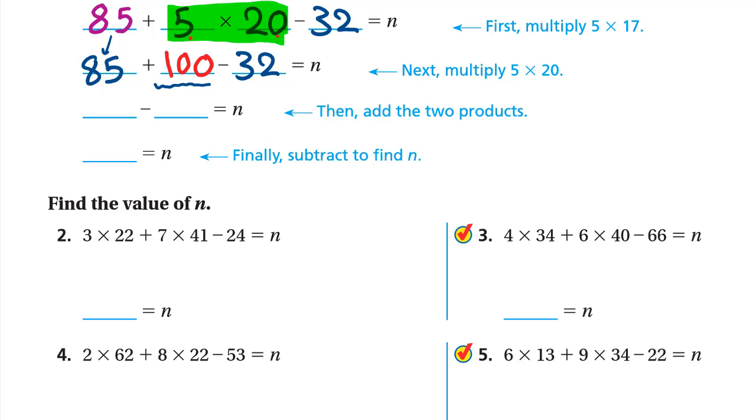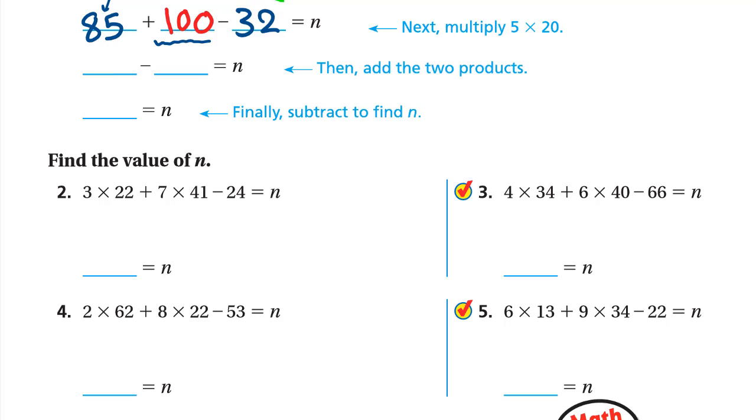Now we have plus and minus only, so now we can do it from left to right. So 85 plus 100 is 185, minus the 32. Now 5 minus 2 is 3. 8 minus 3 is 5. And 1 minus nothing is 1. So the answer is 153.